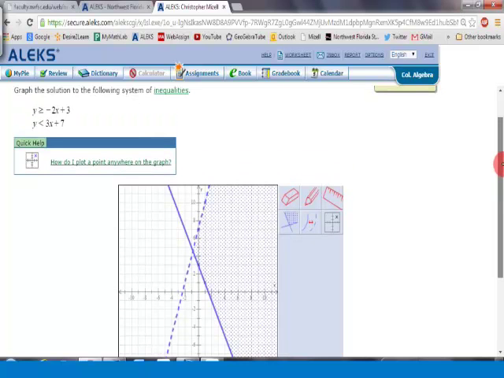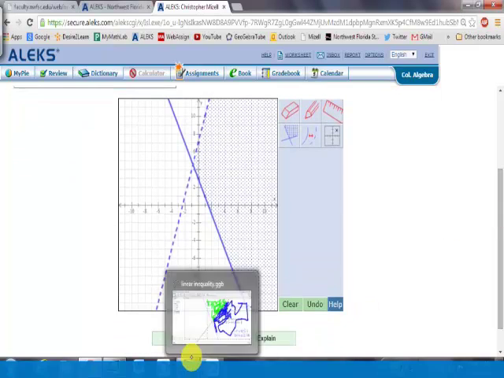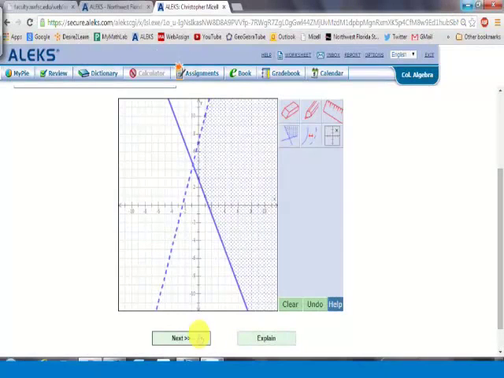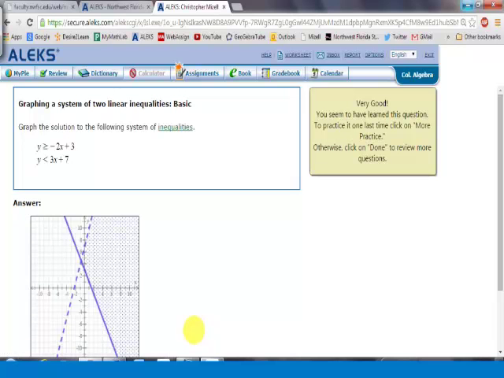Greater than or equal to -2x plus 3, that looks good. Less than 3x plus 7, that seems okay. Very good. All right. Yeah, it was messed up.